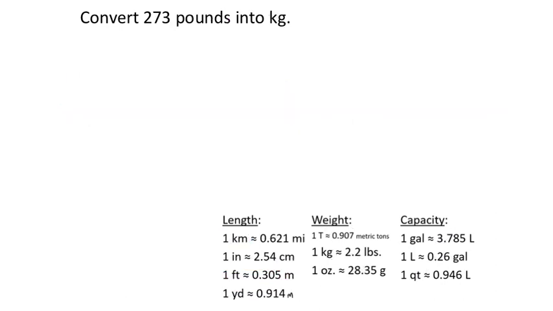So this one is a weight one, so let's do this one together again, okay? How did I know it's weight? Because it's pounds to kilograms. So that means it's not a length, and it's not a volume or capacity thing, right? Okay, so with these conversion factors, we've got kilograms, pounds, again, tons and metric tons.